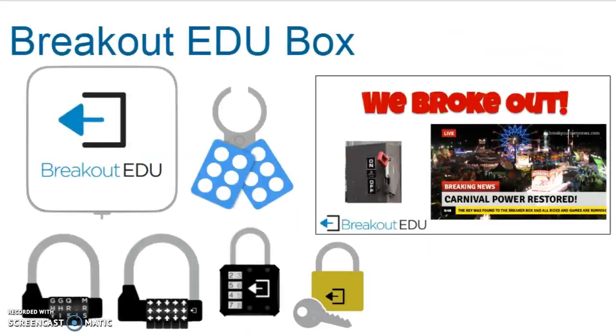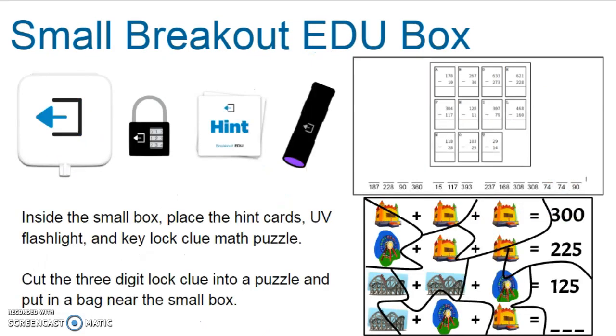Game overview. In the large breakout box, you're going to put in the breakout poster. On there you'll put the hasp, the word lock, direction lock, 4-digit lock, and the key lock. Inside of the small breakout box, you will put the hint cards, the UV flashlight, and the key lock clue math puzzle, which is this one.